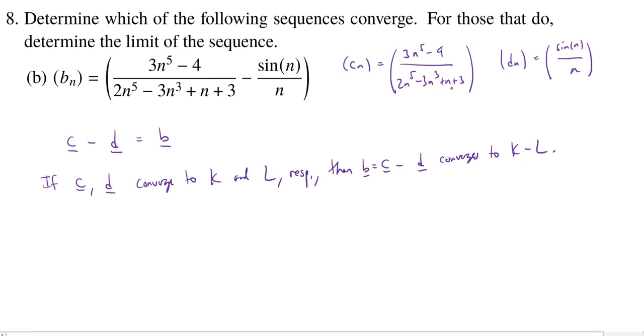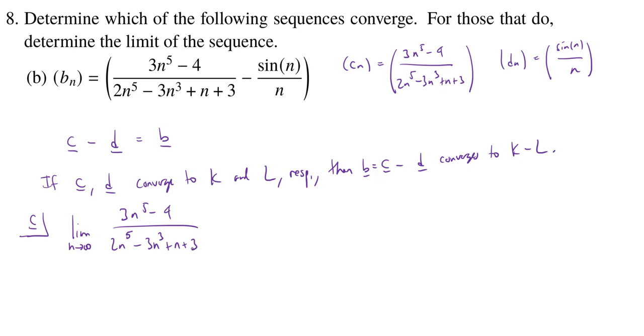So first, let's look at the c's. Let's see what happens as I take the limit as n goes to infinity of (3n^5 - 4) over (2n^5 - 3n^3 + n + 3). Now what our intuition should tell us is that the limit is 3/2. We look at the highest degree powers of n. They're both n to the fifth. We ignore everything else, we cancel the n to the fifths, and we get 3/2. That's what our intuition should be.